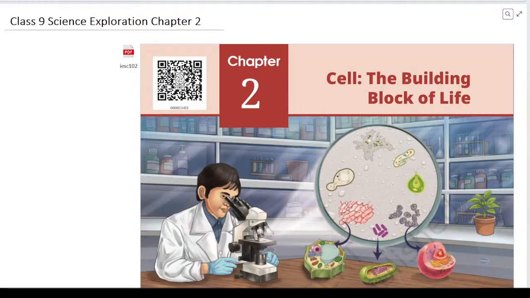In this live of today, I will be reading chapter number 2 of class ninth from the book Exploration NCERT, and the name of the chapter is Cell, the Building Block of Life.